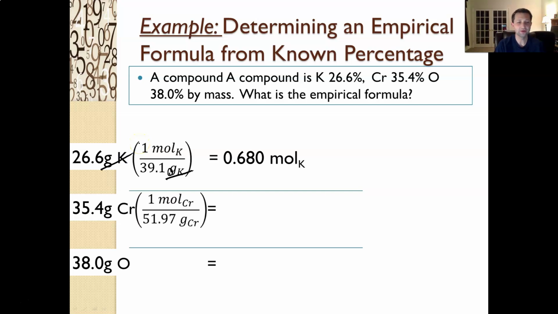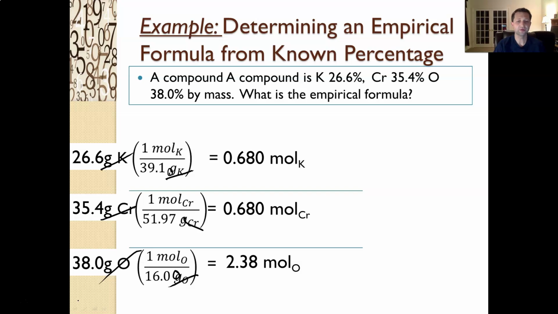Do the same thing for chromium. Okay, 51.97 grams of chromium. Cancels. So we end up with 0.680 again. Just happens to be that same number, no big deal. 38 grams of oxygen. Convert into moles of oxygen. 16.00 grams of oxygen. Gives you 2.38.